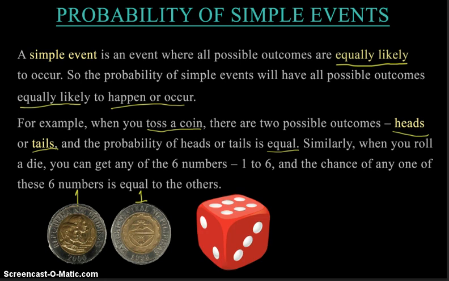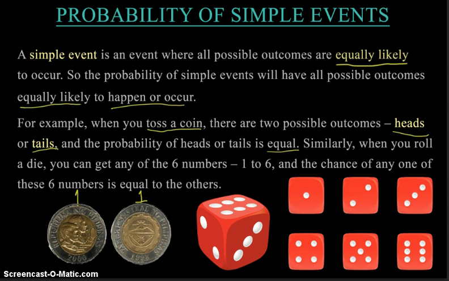Similarly, when you roll a die, so alam naman natin na yung die ay merong 6 faces or 6 numbers, di ba? 1, 2, 3, 4, 5, and 6. So meron tayong number from 1 to 6.